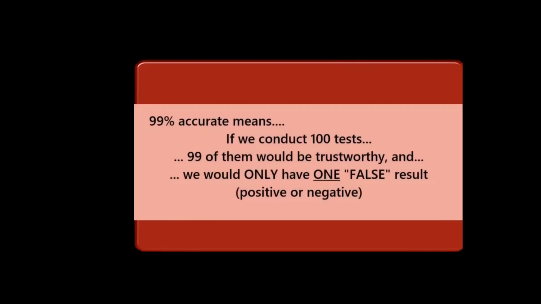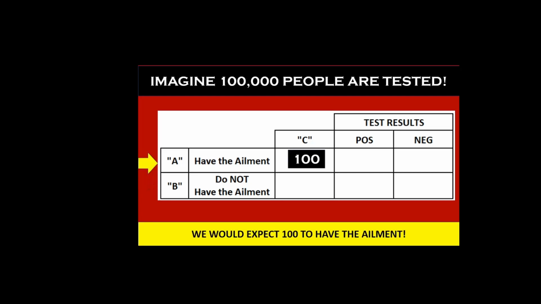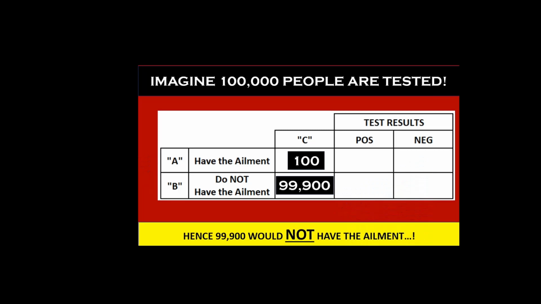Now, 99% accurate means if we conduct 100 tests, 99 of the results would be trustworthy, and we would only have 1 false result, positive or negative. So imagine 100,000 people are tested, and we create a table. Row A is for those who have the ailments, and row B is for those who do not have the ailments. Now, we would expect 100 of these 100,000 people to have the ailments, because it is 1 in 1,000. And hence 99,900 would not have the ailments.